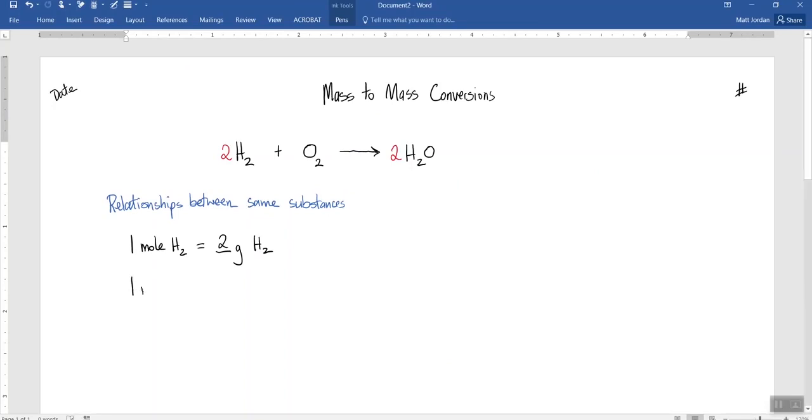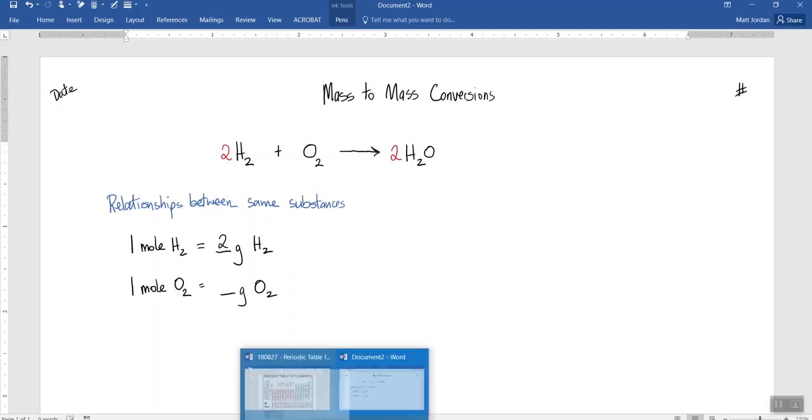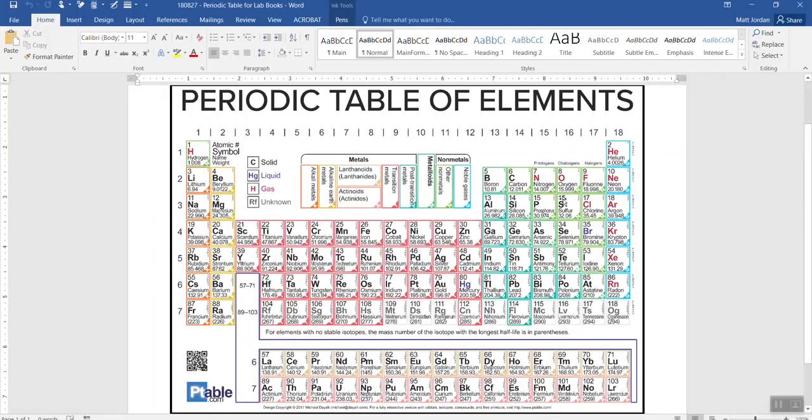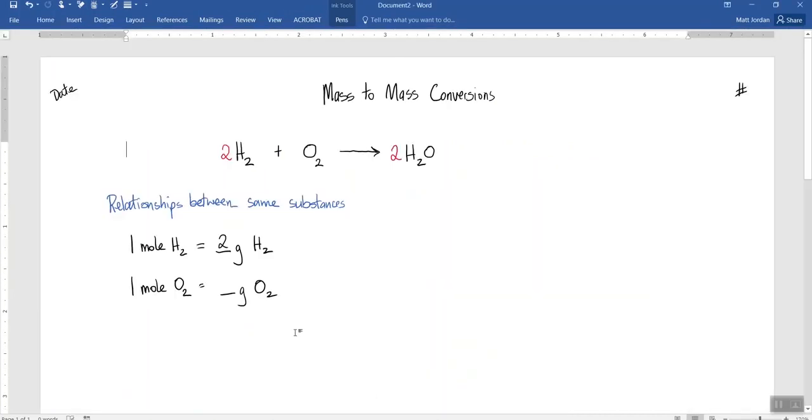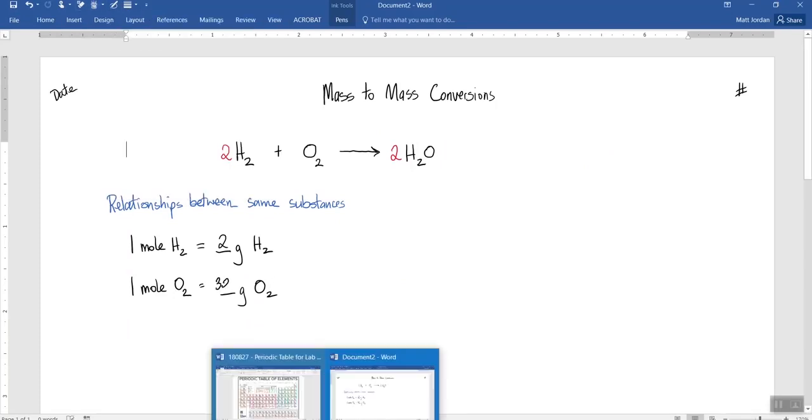So if you had 1 mole of O2, that also would have a certain mass. And from the periodic table, you see oxygen over here. And each oxygen, if you round this up, will weigh 16 grams. So if I have 2 oxygens, like in this reaction here, 16 plus 16 would give you 32 grams of oxygen. So 1 mole of oxygen would equal 32 grams of oxygen.